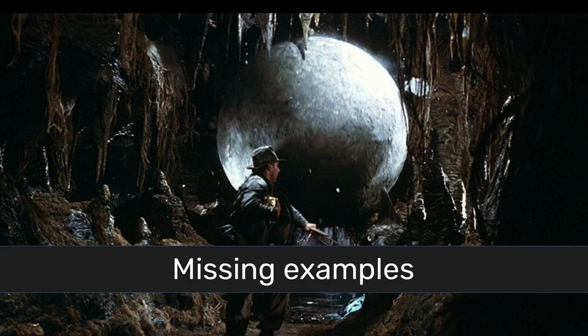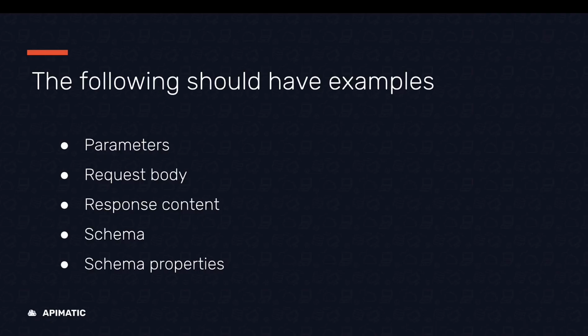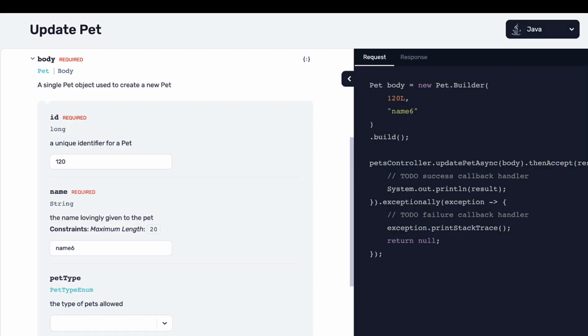And our fifth and final pitfall that we want to avoid is those missing examples. This is really easy to skip over, to think, oh, an example is just a nice to have. But when it comes to code generation, having examples on your parameters, your request body and content, your schema properties, these are all very valuable. And where do they show up? Well, they're going to show up in your documentation.